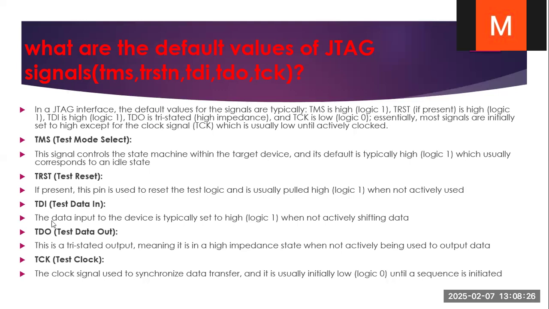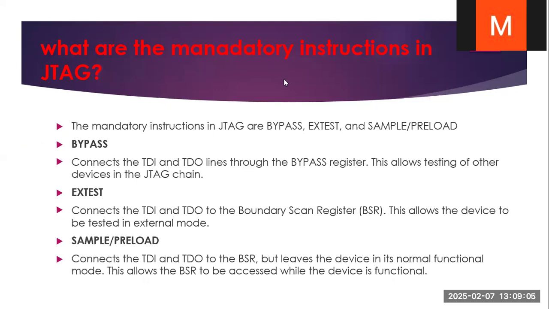TDI and TDO are the test data input and test data output. The TDI, the data input to the device, is typically set to high when data is not being actively shifted. TDO is a tri-stated output, meaning it is in a high impedance state when not actively being used to output data. TCK, the test clock, is the clock signal used to synchronize the data transfer, and it is usually initially low until a sequence is initiated. Except TCK, all are high.